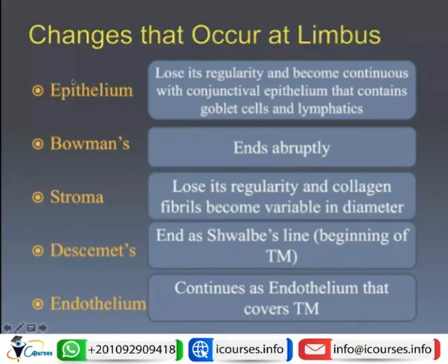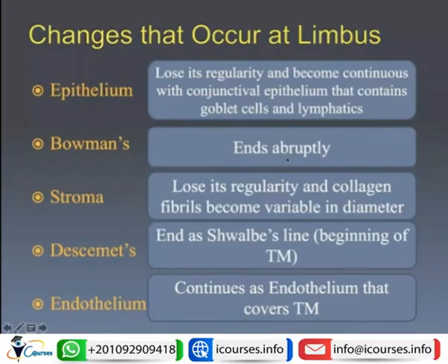So what are the changes that occur at the limbus? The epithelium loses its regularity and becomes continuous with the conjunctival epithelium that contains goblet cells and lymphatics. So the conjunctival epithelium doesn't have to maintain transparency, and it has other functions, like secretion of the mucin layer of the tear film, which comes from the goblet cells, and it represents the major area of lymphatics in the eye. So the epithelium becomes irregular and has more goblet cells and lymphatics.